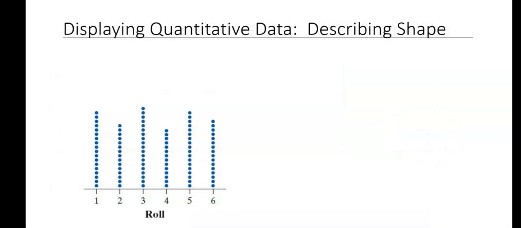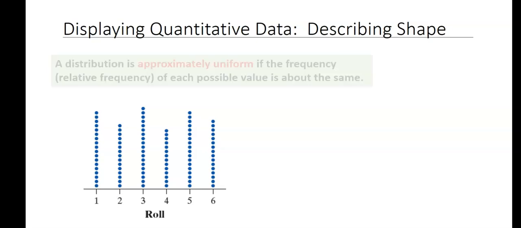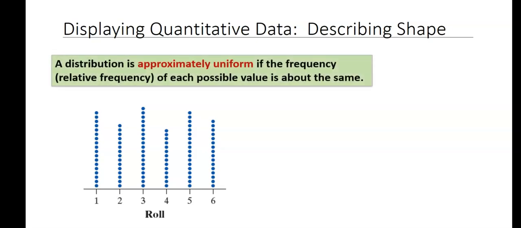This one may not be perfectly flat, but it's kind of flat-ish. When you roll a dice, you would expect an equal chance of getting a 1 or a 6 or a 5 or a 4 or 3 or 2. They're all equally likely. So if you roll a lot of rolls, you would expect this graph to be relatively flat on the top. So we call that uniform. Approximately uniform is when it's flat or flat-ish across the top.